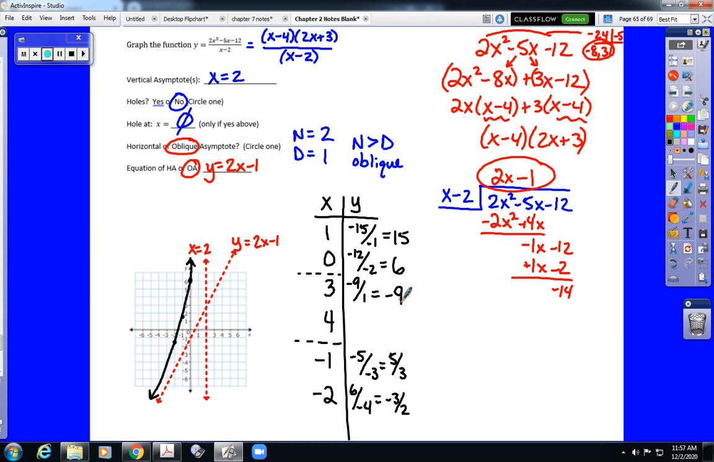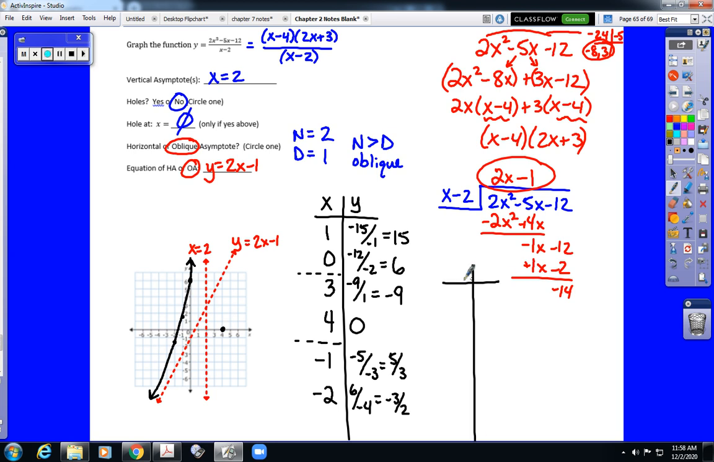Plug in 4. 2 times 4 squared would be 32. Minus 5 times 4 would be 12. Minus 12 would be 0. So 4, 0 is a point that we can graph. That's a helpful point. But we do need at least one more point.